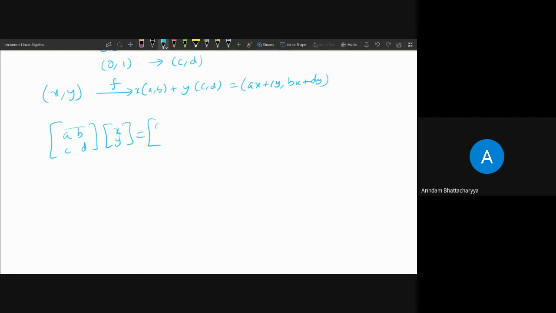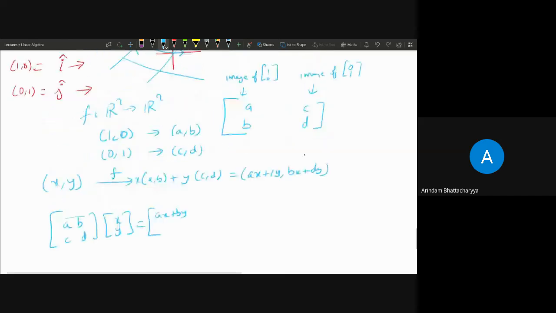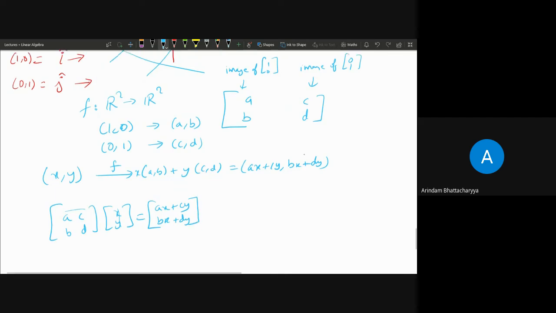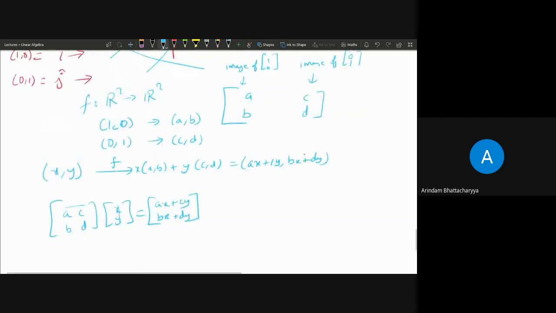Wait, actually, stuff does not work with it. Wait. All right, this is not B. So this is cy, this is bx, cy. So linear maps are the same as matrices. Is that clear? Clear.